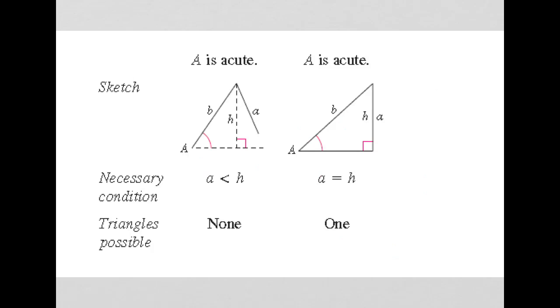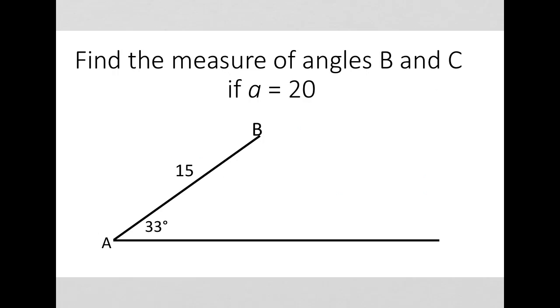So if A is an acute angle right there, and A is less than the value of that perpendicular distance, then we know no triangles will exist. If A equals that perpendicular distance, then we have exactly one right triangle. So those are two cases out of four. Let's look at the next one.